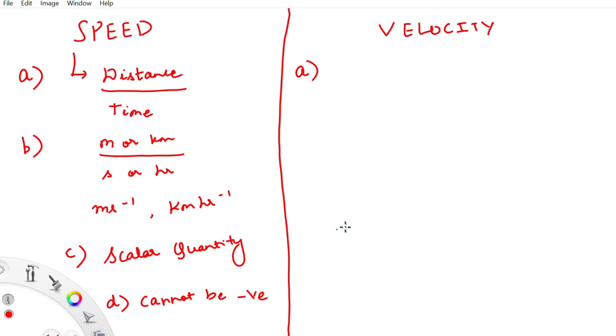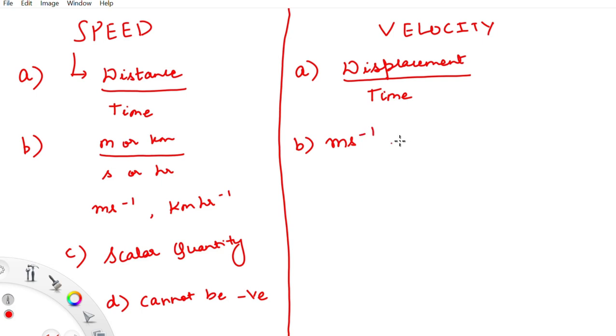Now let's talk about velocity. How is velocity different from speed? Velocity is defined as the displacement covered by a body per unit time. Again, the units of distance and displacement are same. You can either express them in meters or kilometers. So consequently, speed and velocity have the same units. You can either express velocity in meters per second or kilometers per hour. Your choice.